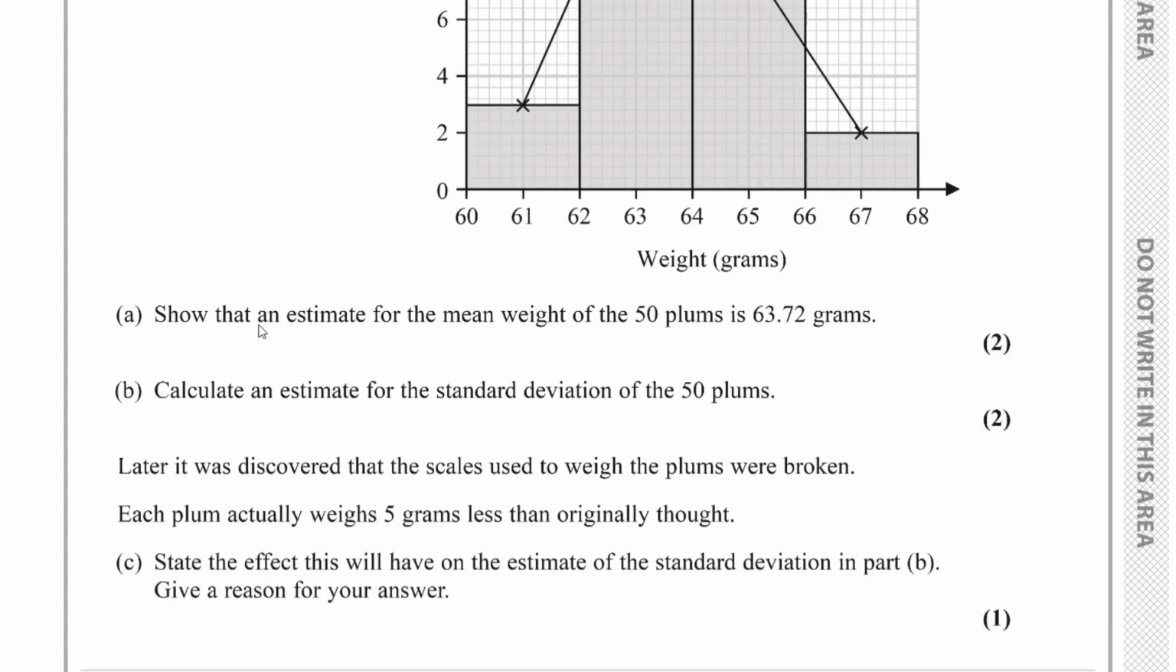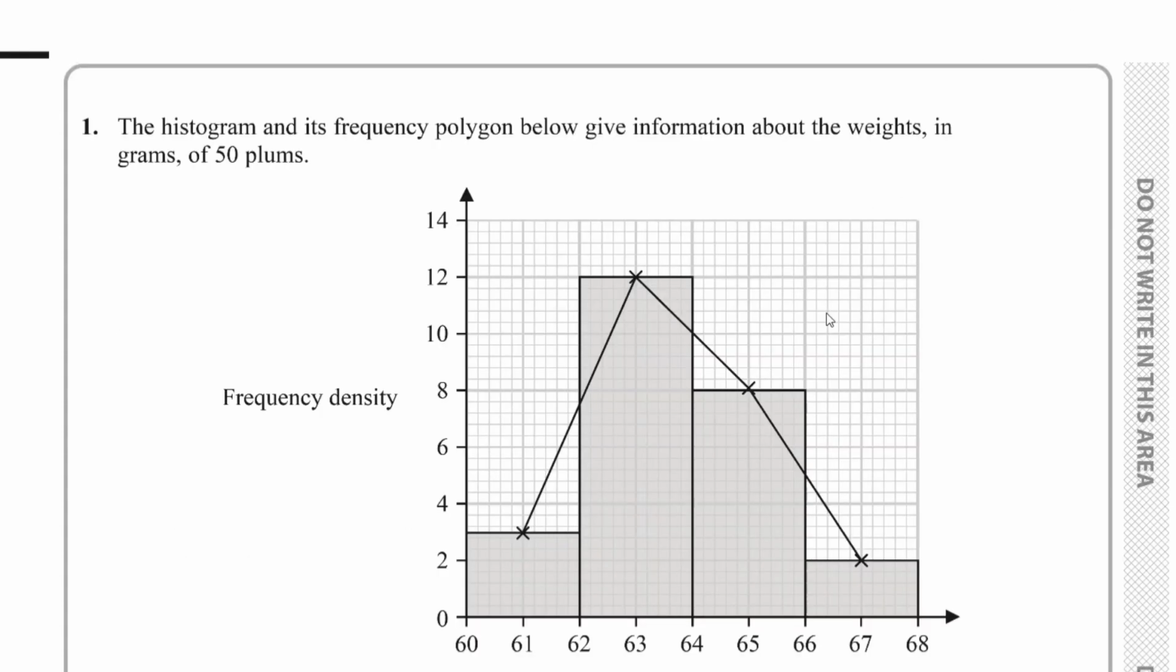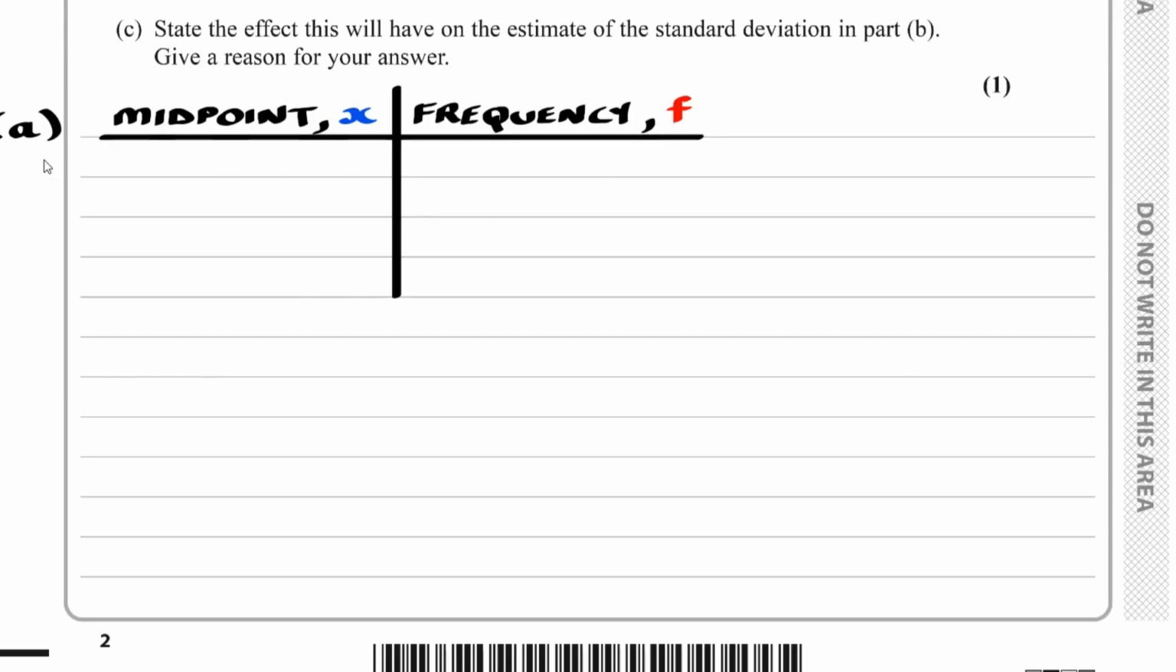Part A: show that an estimate for the mean weight of the 50 plums is 63.72 grams. The first thing we know is the number of pieces of data we have, n, is 50, because we have 50 plums. So for part A, what we need is the midpoint and the frequency, and we can find that out using the frequency polygon and the histogram.